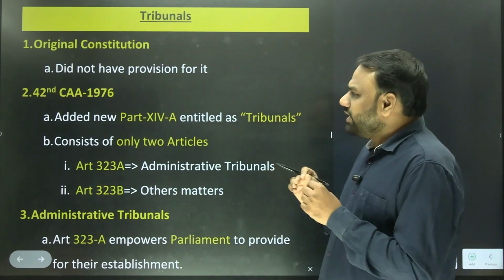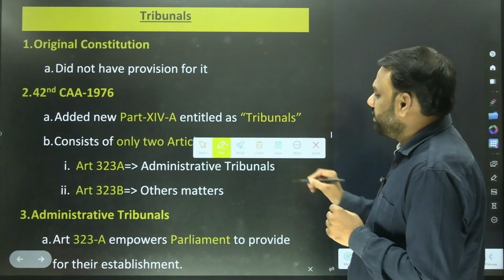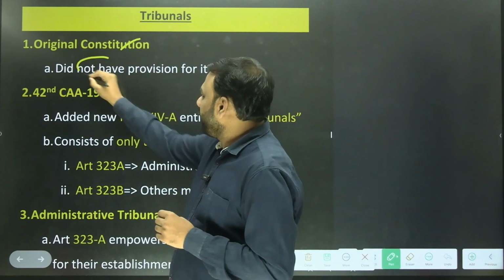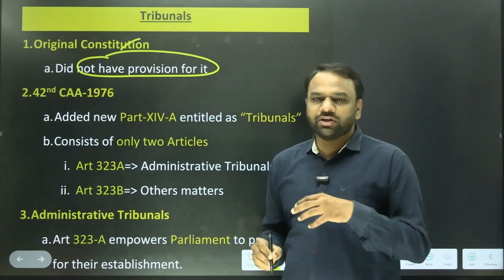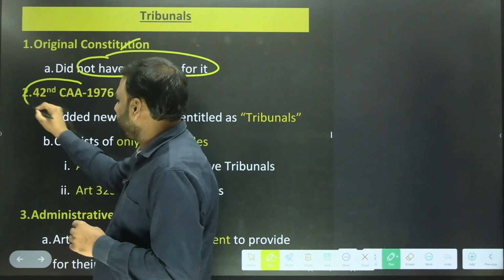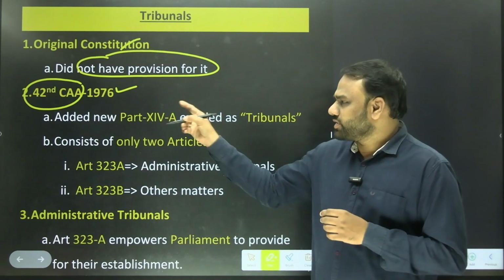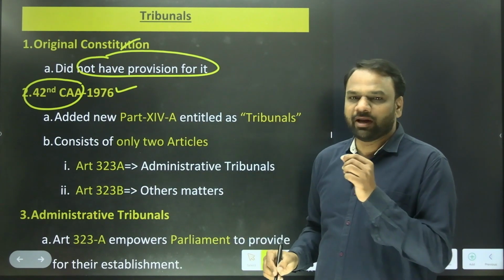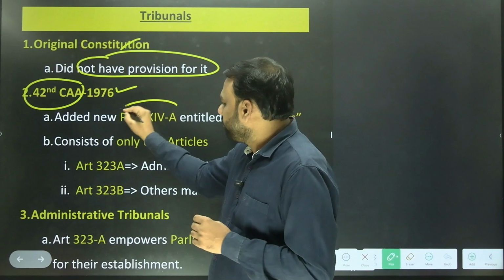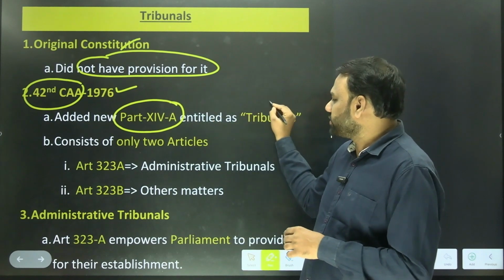First, did the original constitution have the concept of tribunals? No. Originally, the constitution did not have any provision related to tribunals. Very important point to note. So when was the provision related to tribunals introduced in our constitution? Through the 42nd Constitutional Amendment Act, 1976. CAA indicates Constitutional Amendment Act. So the concept of tribunals was introduced, and a new part was added called Part 14A. Part 14A of the Constitution deals with tribunals.